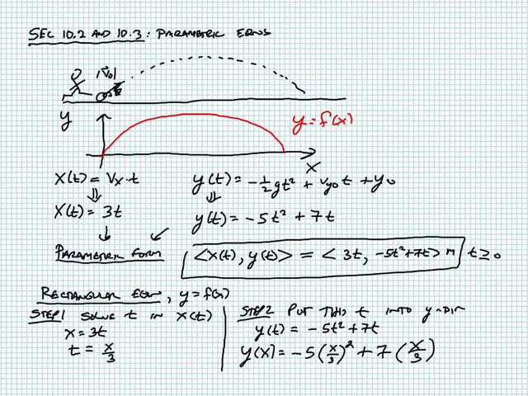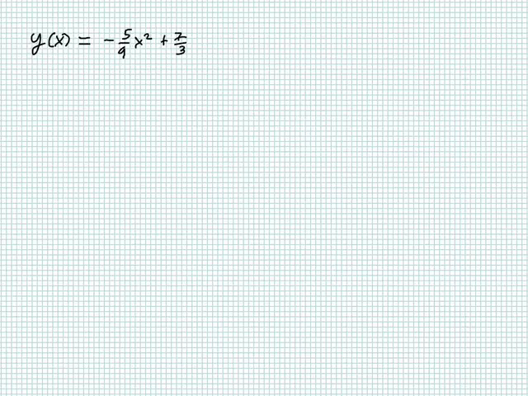Okay, so now I've got y as just a function of x instead of time, which will enable me to actually graph the path of this projectile. All right, so I'm going to go ahead and rewrite that up here. And so I'm going to go ahead and square that out and rewrite. So I've got my y as a function of x now is minus 5/9 x squared plus 7/3 times x.